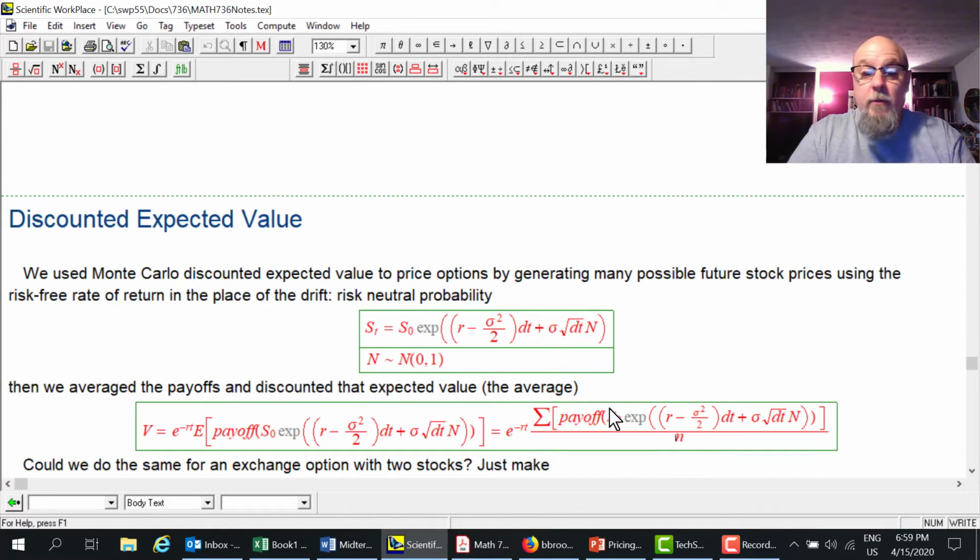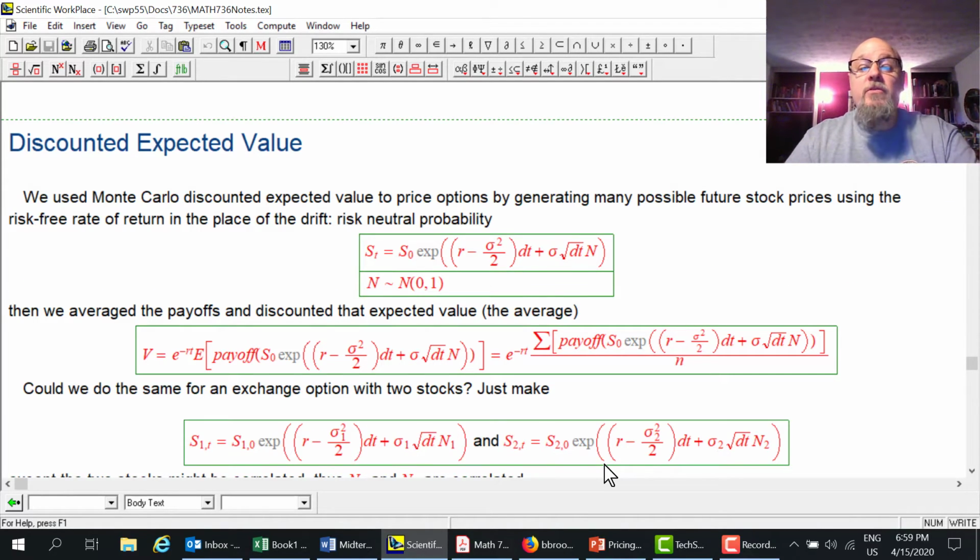And this worked great, right? We did this on parabolas. We could do this on any sort of payoff. The nice thing about it was we didn't have to do that integral. All right, could we do the same thing with an exchange option? We just have two stocks. So we could generate a future stock price 1, a future stock price 2, see what the payoff is at those two values, do that like 1,000 times and do the exact same setup.